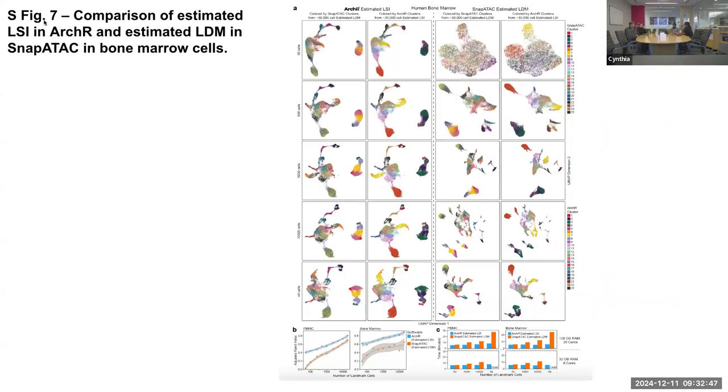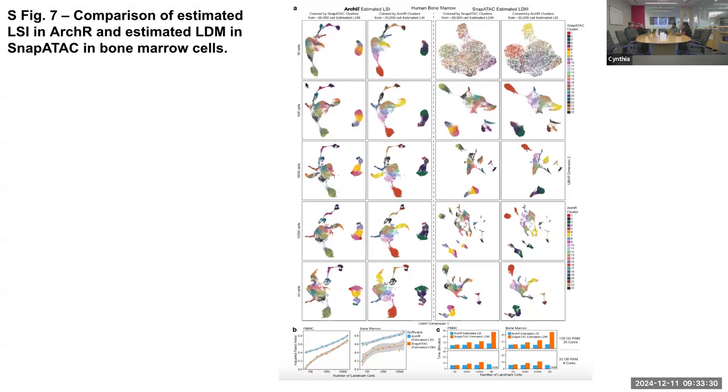Also, in supplemental figure 7, they made a comparison of the estimated LSI in ArchR and the estimated LDM in SnapATAC, specifically in the bone marrow cells. They point specifically to this data set because it contains a lot of tissue types. So in panel L, in the first columns, we have the estimate by the LSI by ArchR, and in the next two columns, the estimate by the LDM by SnapATAC.